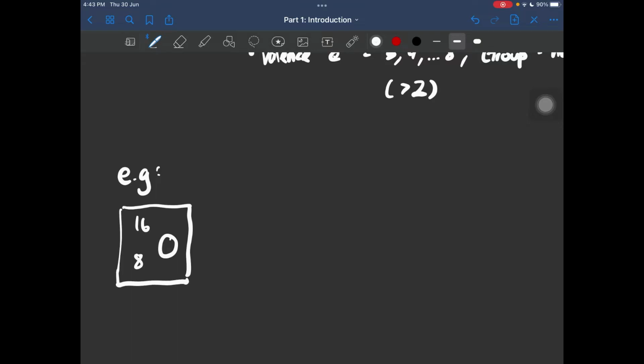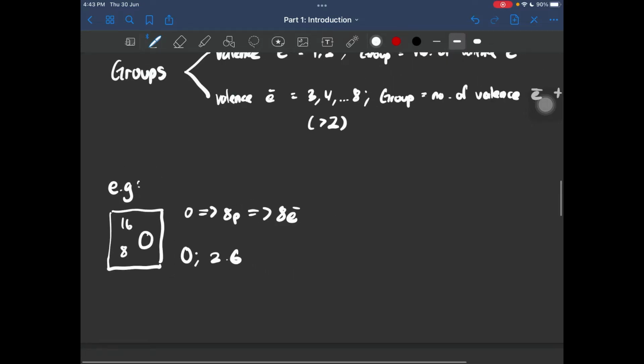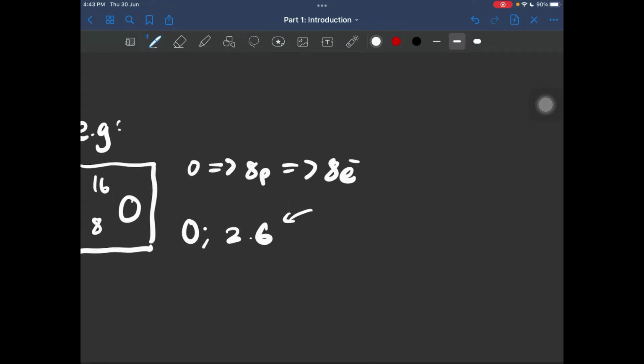So oxygen has 8 protons, which means it also has 8 electrons. So the electron arrangement for oxygen would be 2, 6, right? If we followed what we did earlier, we would know that it has 6 valence electrons. So it should be group 6, right?